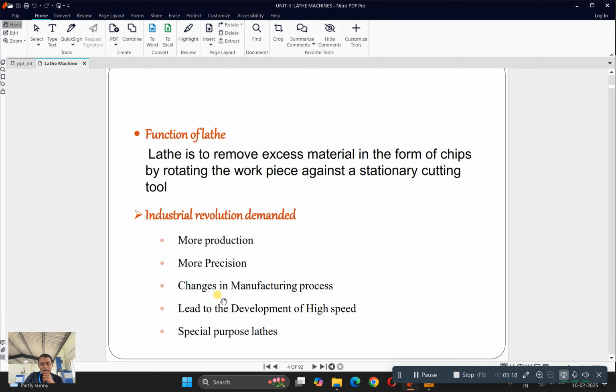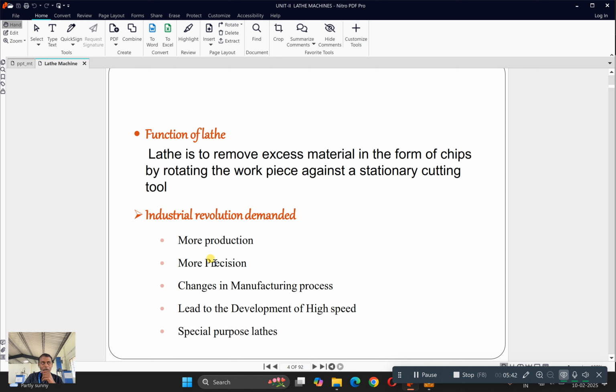What is given here is that as countries are moving towards rapid industrialization, they require production to be increased. In order to increase production, they require machines which are able to manufacture components within a short period of time with good quality and precision. That can be done by using these lathe machines.